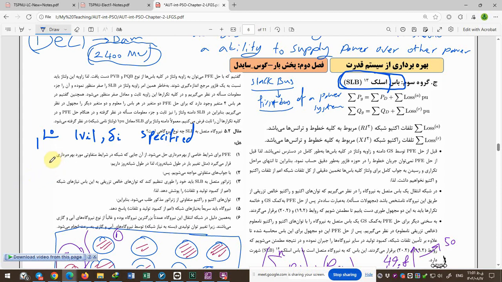Another example, the slack bus is 1.2 per unit with an angle of 0 degree. The magnitude of voltage of a slack bus and its angle are specified. Which one is not specified?